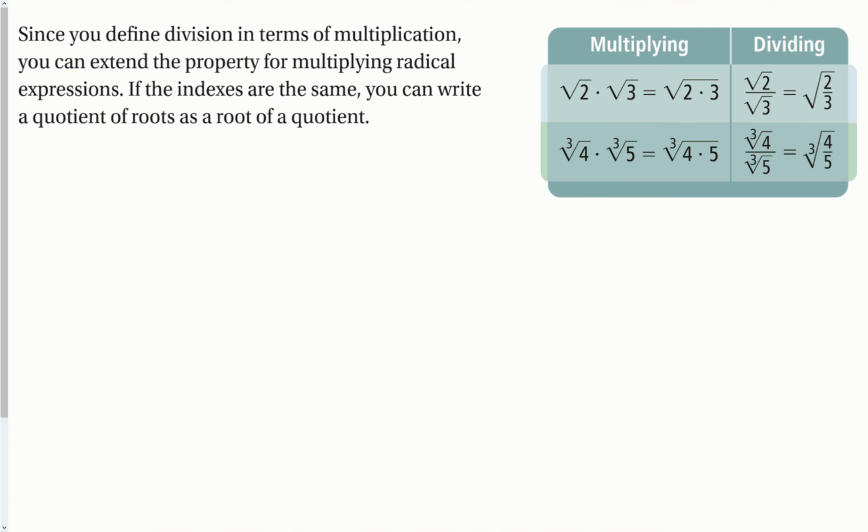Speaking of division, let's do a little division. Suppose you define division in terms of multiplication, which you should. You can extend the property for multiplying radical expressions. If the indexes are the same, you can write the quotient of two roots as the root of one whole quotient. As long as you both have square roots, as long as you both have third roots, you can put them together, just like you can with multiplication.